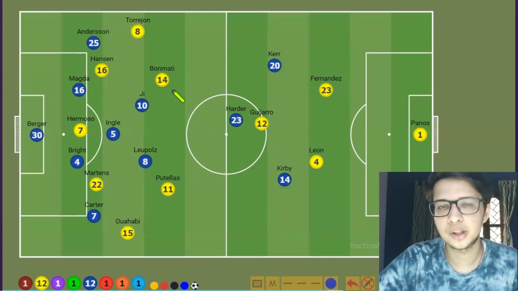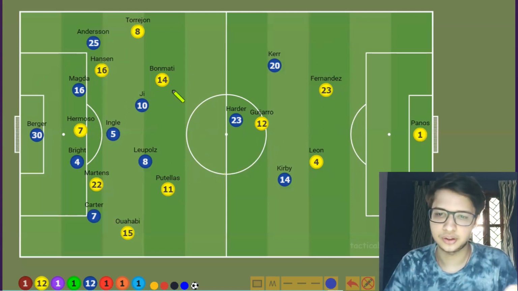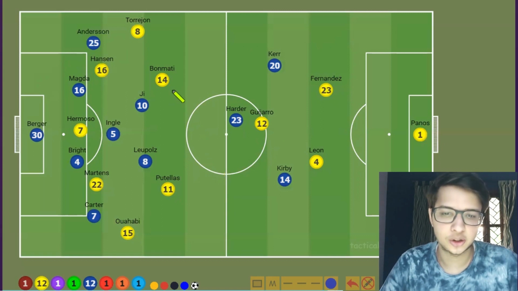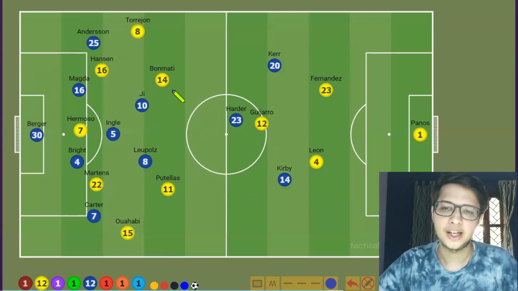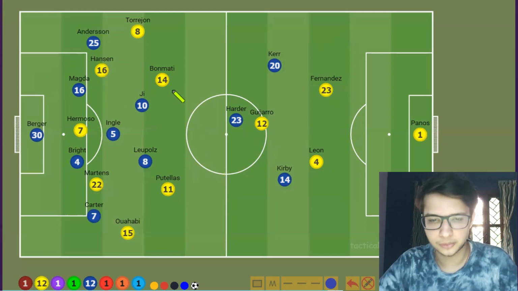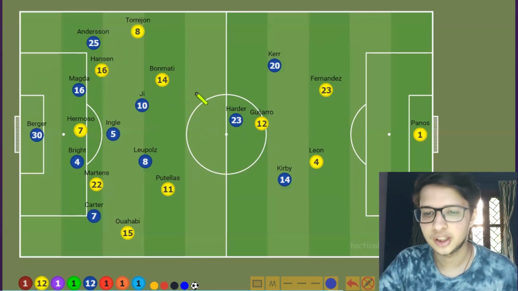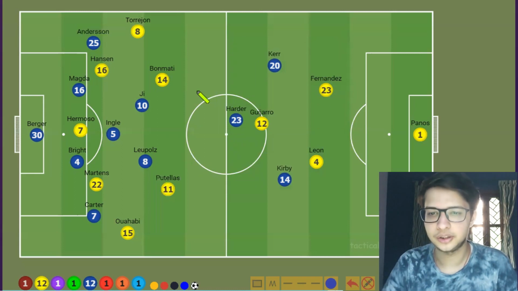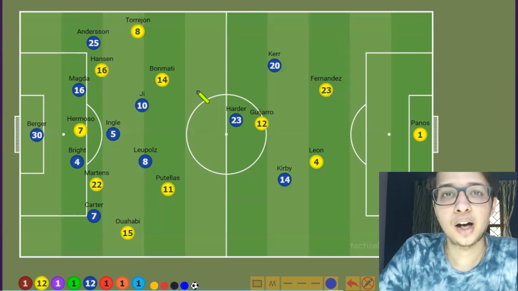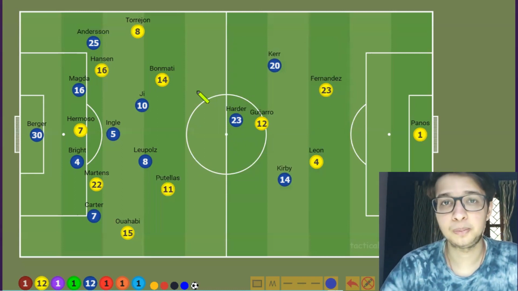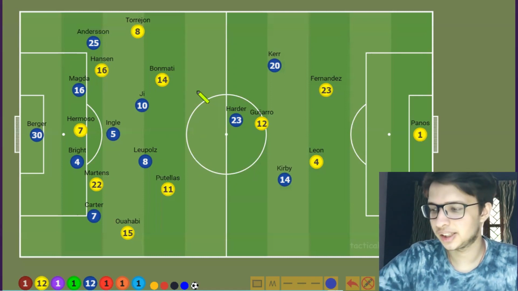This one extra member, maybe as an open passing option, or as someone who helps you defend, or to create that numerical superiority in whatever part of the pitch. So I think that's how it'll play out a little bit, which is why I also want Chelsea women to play on the counter, because that is their biggest strength.